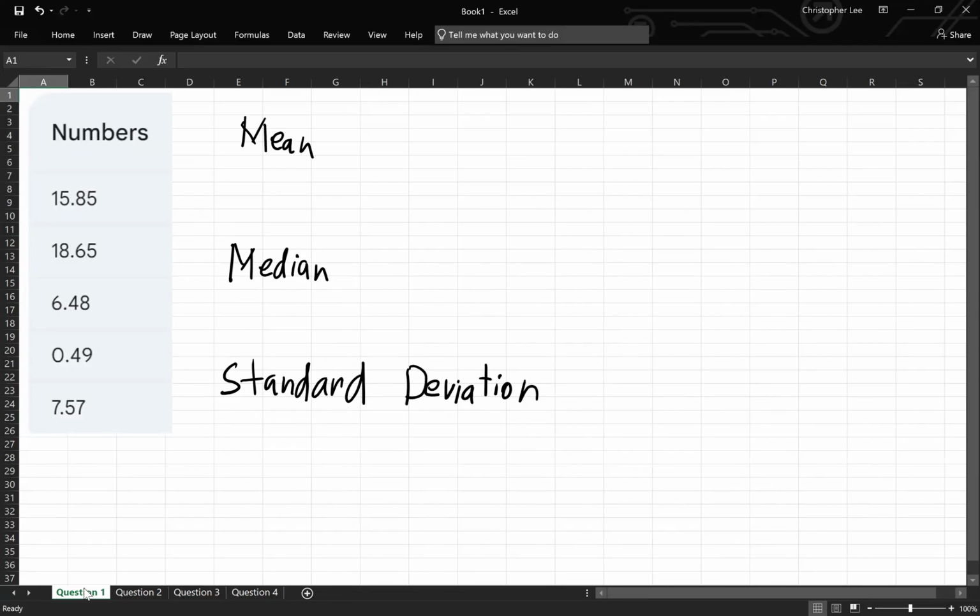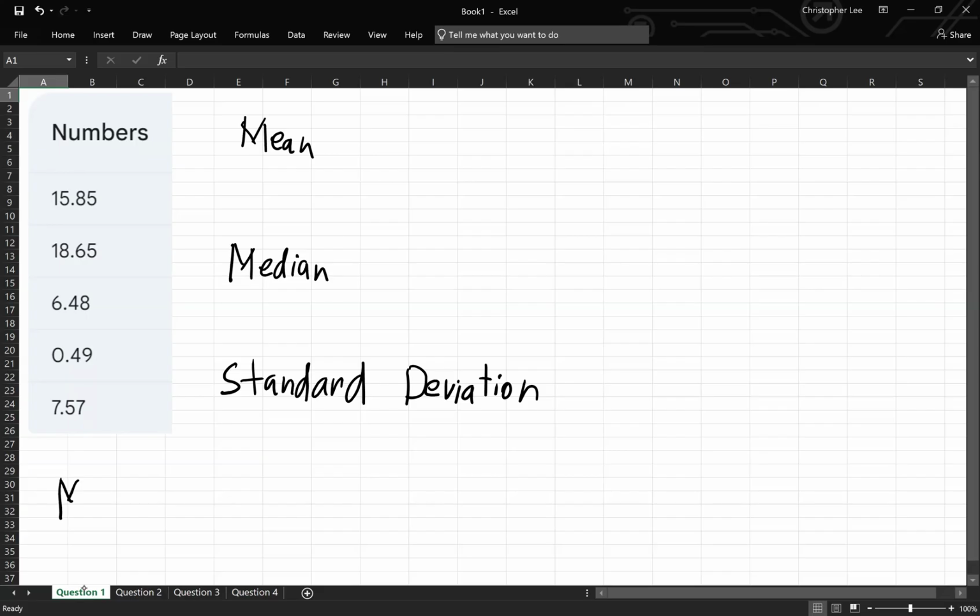We just click this real quick. And all right, we're looking good. Okay, so I have 5 numbers here, right? I want to do 3 things. I want to get the mean, the median, and the standard deviation. So let's talk about the mean.